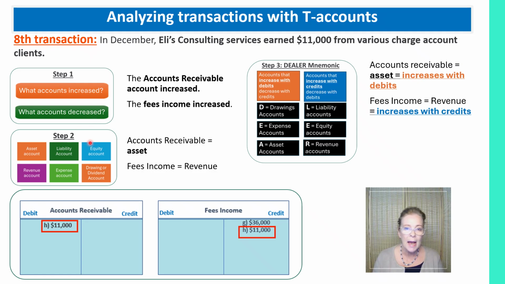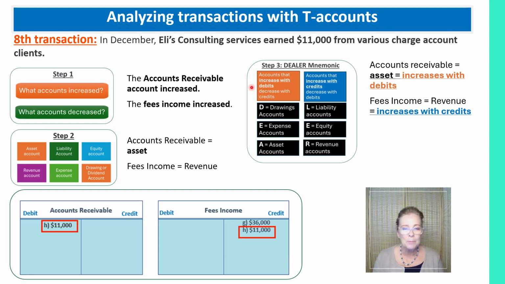In step 2, we ask what kind of accounts are accounts receivable and fees income. Accounts receivable is an asset and fees income is revenue. Okay, so assets and revenue are impacted. So now in step 3, let's use the dealer mnemonic. We'll find assets first. The graph tells us that assets are on the left side and that assets increase with debits. The business's accounts receivable increase, so that means we need to debit accounts receivable.